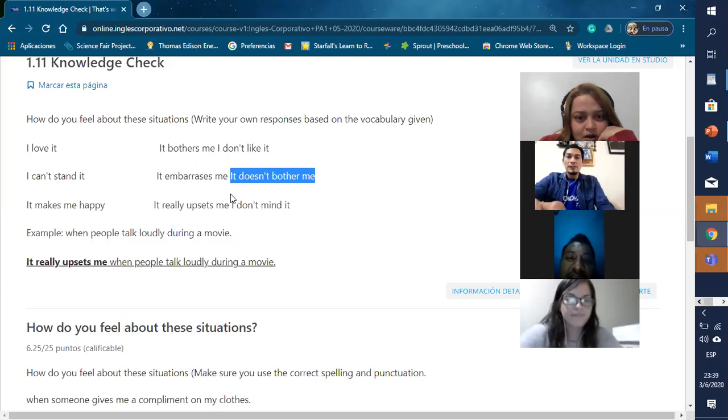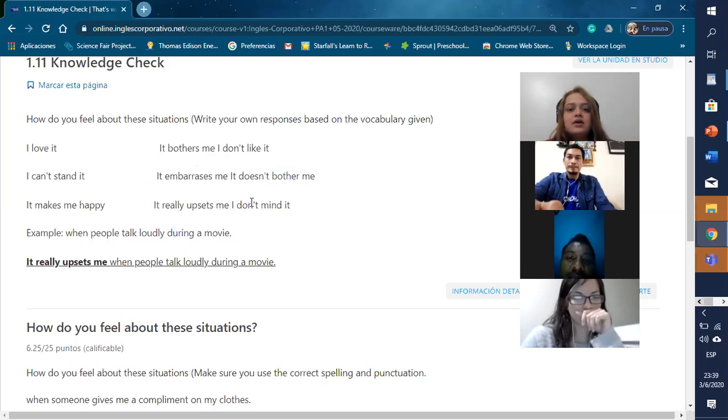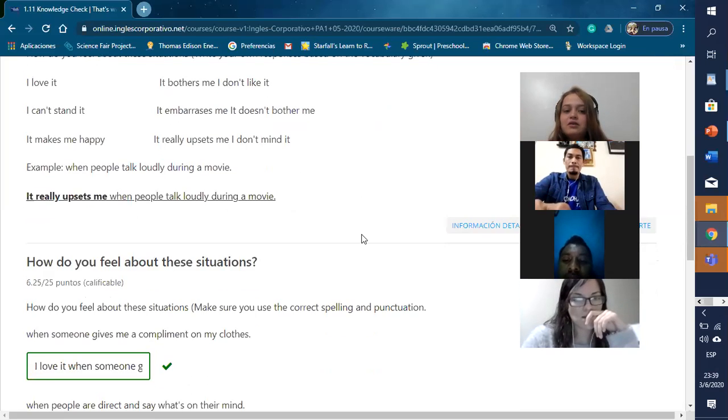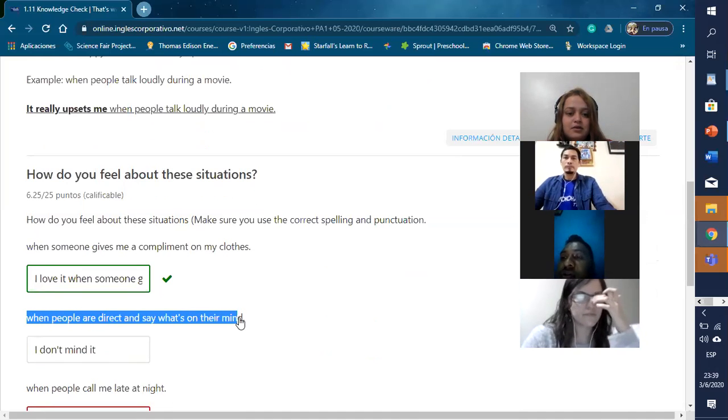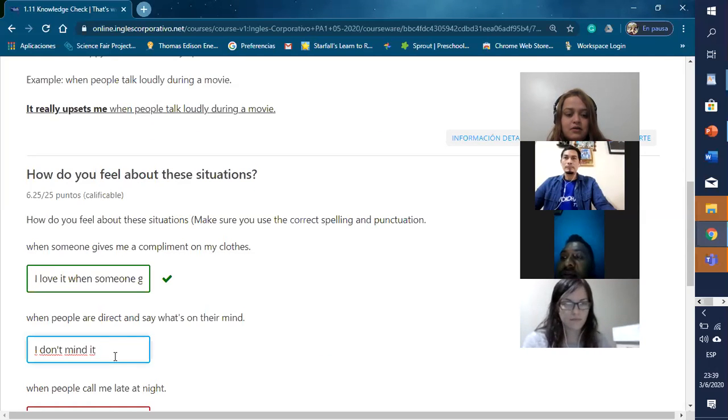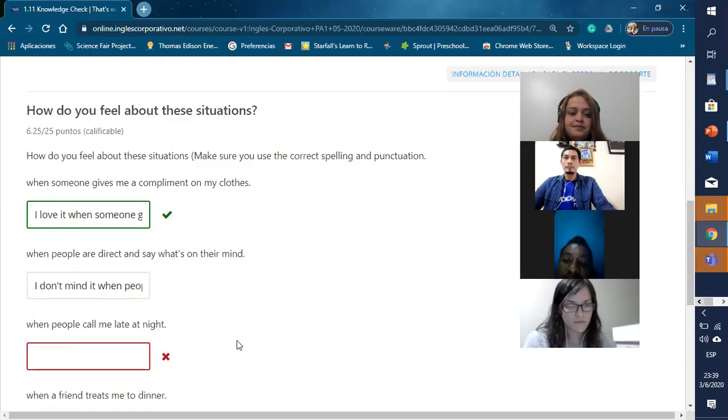Yeah, the thing is just use the structure. That's what I'm trying to figure out, if you can say what you really feel and still get the correct answer. According to the instruction, it says, make sure, wait. The instruction said, write your own responses based on the book you're given. Yep.